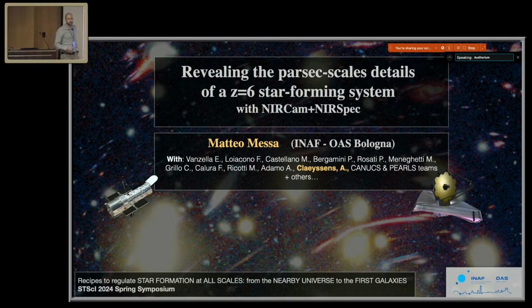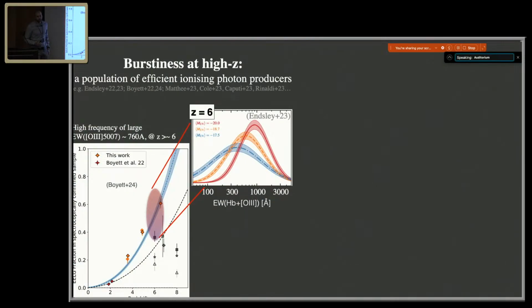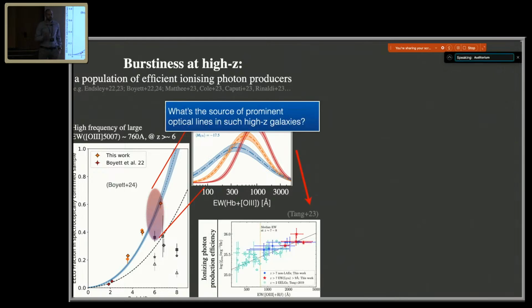Thanks. Hello, everybody. So yeah, I will keep on discussing why it's interesting to study high redshift galaxies down to the smallest possible scales. One of the reasons that probably was not mentioned yet is that at increasing redshift, we observe an increasing number of galaxies dominated by line emission, so that either have young stellar populations or bursty star formation histories. And this is linked to large equivalent width. I'm showing a distribution at redshift around 6 of the equivalent width of H beta plus [OIII]. And we also see that large equivalent widths are linked to efficient production of ionizing radiation.